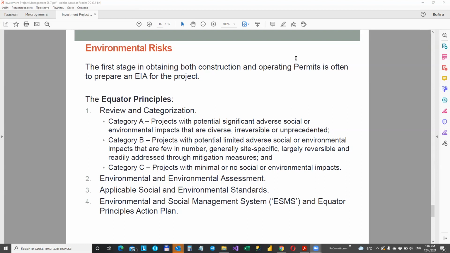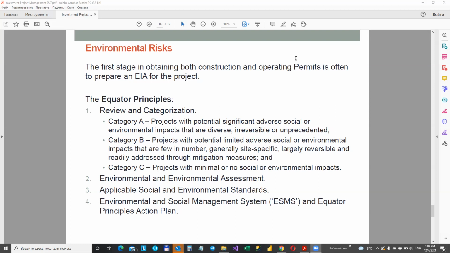Then we have Principle 2, environmental and social assessment and impact. This assessment is to be carried out for all category A and category B projects. That means this assessment should be done for these projects in any case.